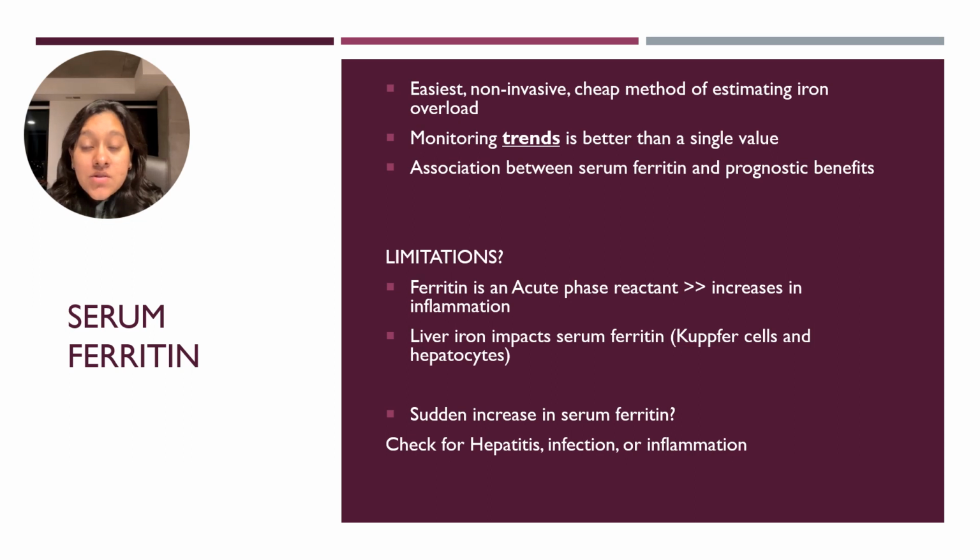So what do you think when there is a sudden increase in the serum ferritin? If you're monitoring your patient for serial values of serum ferritin, and suddenly you see that over the past 3 months the serum ferritin has shot up, what do you think of? It could be because of ongoing hepatitis or inflammation, or, like we just saw, infection, which has to be ruled out before diagnosing iron overload in these patients.